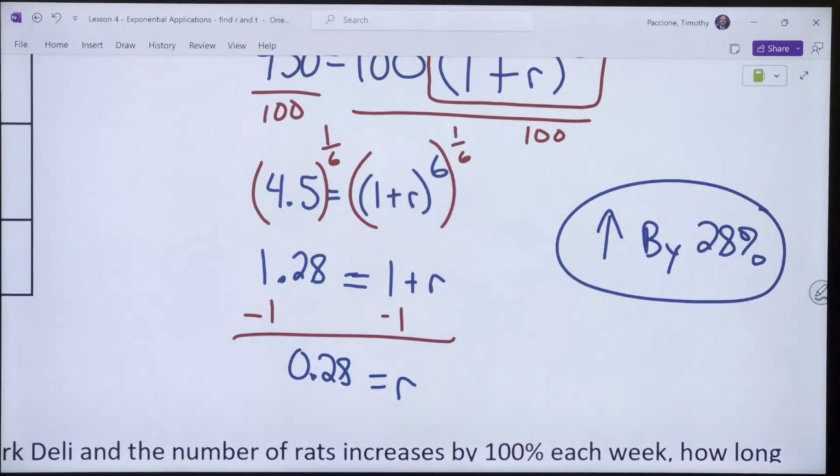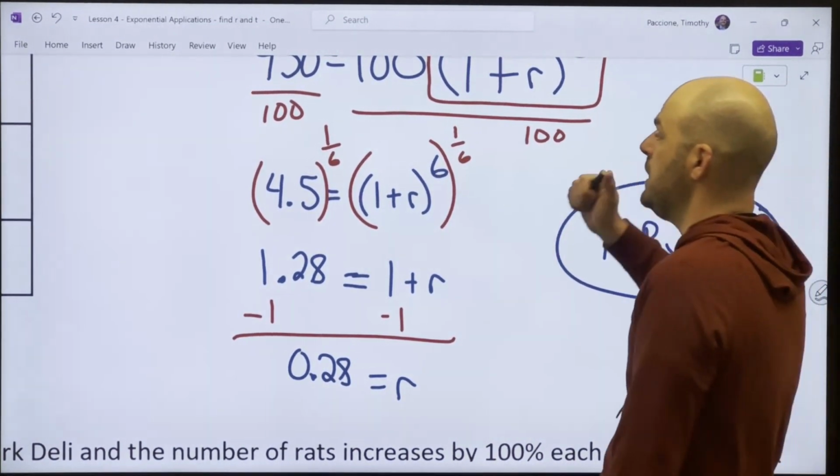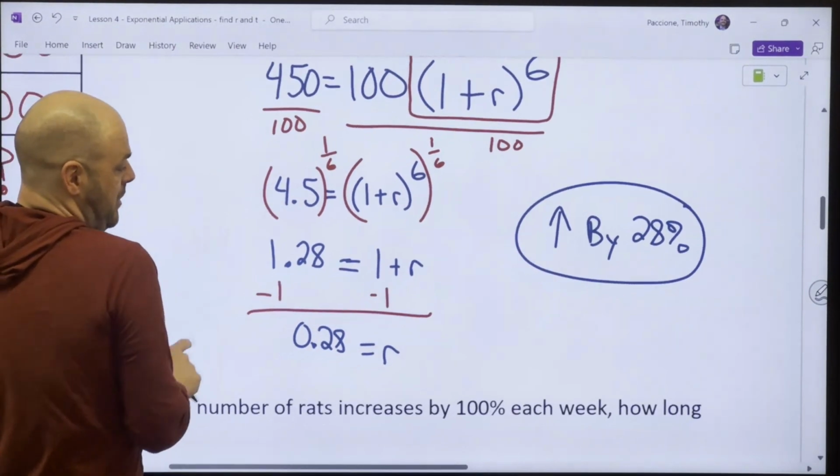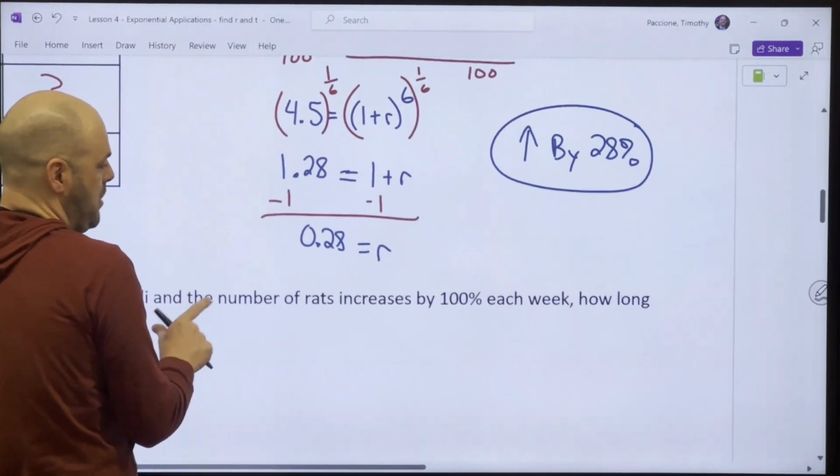Okay? That's one type of scenario where you need to solve for your r by doing some raising to the 1 something, 1 over something. Okay? Another type of scenario, which will look like the other warm-up problems.